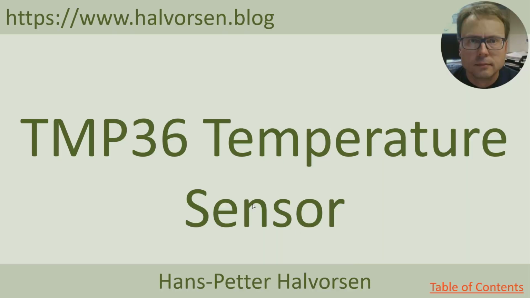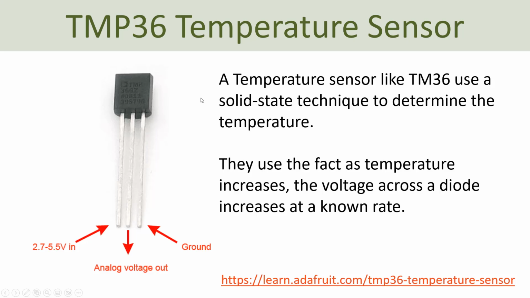Now I will show how you can use an external temperature sensor and connect it to the Raspberry Pi Pico. The temperature sensor is a TMP36 temperature sensor. Here you see the TMP36 temperature sensor is very small, easy to use, it's cheap, and it has 3 pins that you wire and connect to the Raspberry Pi Pico. Typically you mount it on a breadboard and then wire it to the Raspberry Pi Pico.